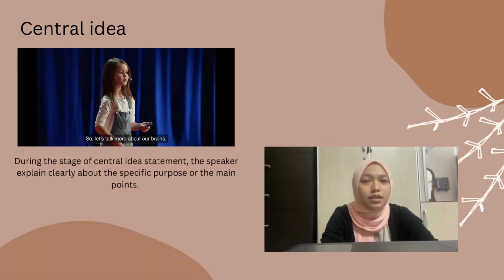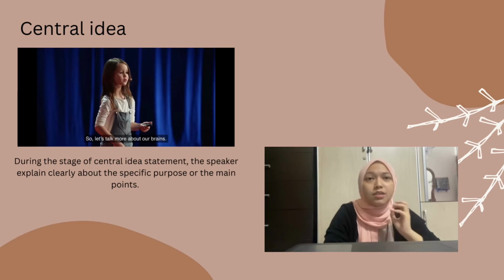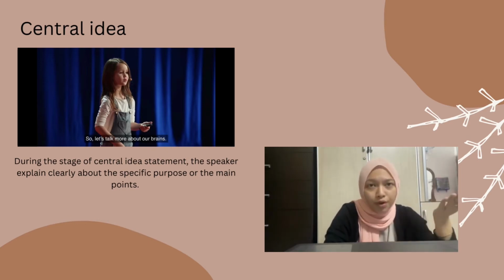Next is the central idea statement. The central idea statement is basically an explanation of the specific purpose. So for example, like I said earlier, the first main point is how important the first 5 years are for our health and development. The speaker explains the main point. For example, the speaker talked about the journey of the baby since he was born.